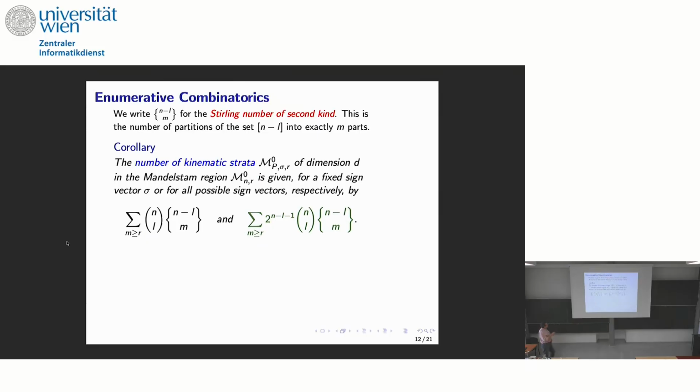Okay, so I'm going to use this notation, curly brackets, n minus I over m. This is called the Stirling numbers of the second kind. This is the number of set partitions of a set with n minus I elements into exactly m parts. So that's a combinatorial number. Then the number of kinematic strata of a given dimension d is given by some combinatorial formula.